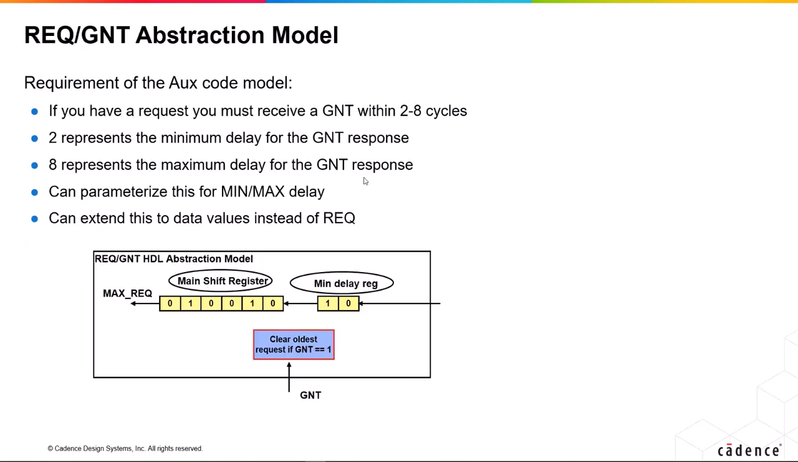So what do we do instead then? So remember our requirement. This is our requirement, and what we can do is create an abstraction model. So this is an abstraction not of our design. This is an abstraction of the verification problem we've got, which was to check that we have a grant within a window, and this has to work for overlapping grants. So what we say to ourselves is, okay, well, 2 represents the minimum delay for the grant response, 8 represents the maximum delay, and we can also parameterize that, of course, and we can extend the same idea to using data values instead of just request.